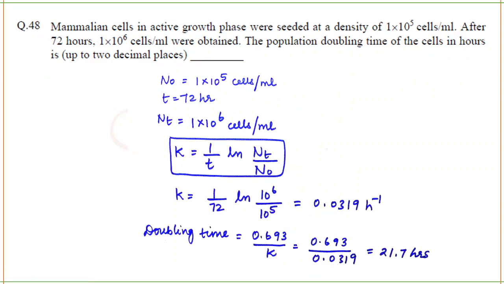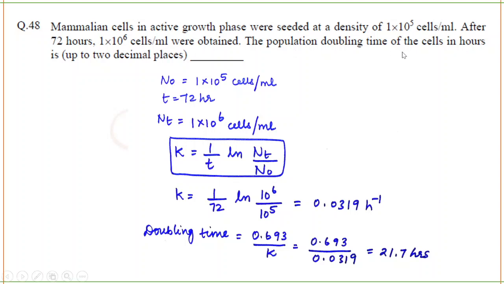Mammalian cells in active growth phase were seeded at a density of 1 into 10 power 5 cells per ml. That is, initial cells were 1 into 10 power 5. That is N naught. N naught value is 1 into 10 power 5 cells per ml. After 72 hours, that is time is 72 hours, 1 into 10 power 6 cells per ml were obtained. That is final cells, that is NT. NT is 1 into 10 power 6 cells per ml.